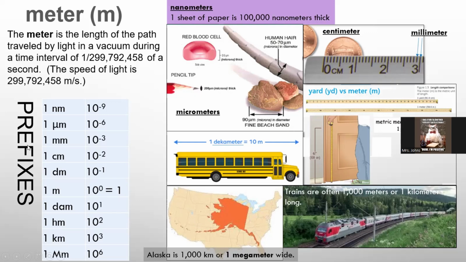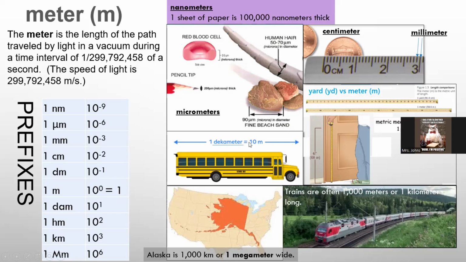Okay, a micrometer is 1/1,000,000th of a meter. Now a nanometer is a billionth of a meter. This meter stick, if you cut it into 1 billion equal pieces, a sheet of paper is 100,000 nanometers thick. So you know how thin a sheet of paper is.